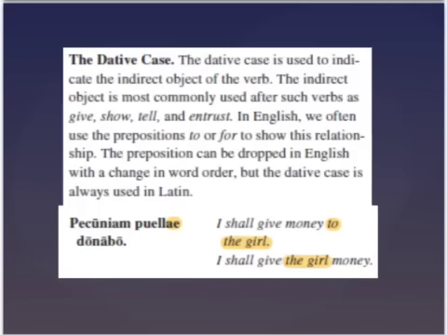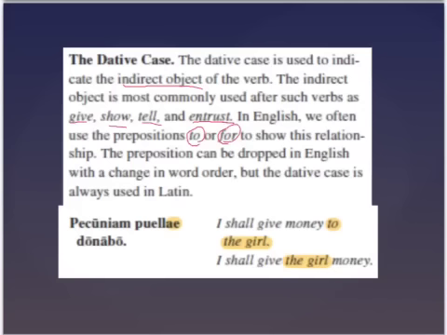The next case we're going to learn is the dative case. The dative case is used for indirect objects. Often verbs of giving, showing, telling, or entrusting will have an indirect object. In English, you can translate this with the prepositions to or for. But in Latin, these prepositions are not used with the dative case. So it's just in the dative. You won't have a preposition in Latin, but you can insert that preposition in English.